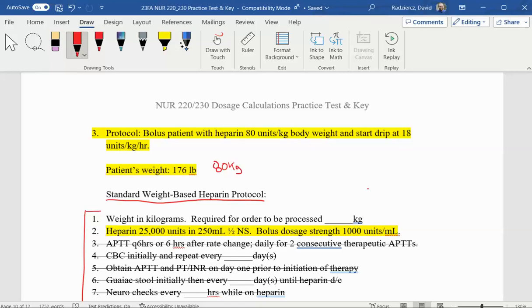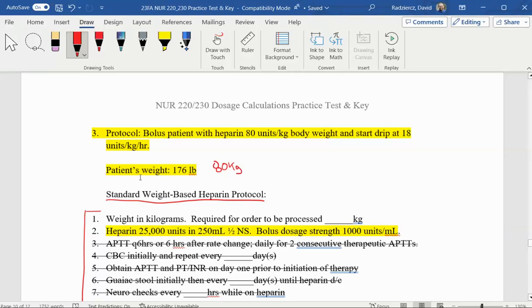Now, what if you get something like 84.545454? It's a repeating number. I would suggest rounding to the nearest 10th. At that point, it should not be a problem for these heparin-based protocol problems. But always listen to whatever your lab instructor tells you to do. If they tell you to wait to round at the end, then you just wait to round at the end.